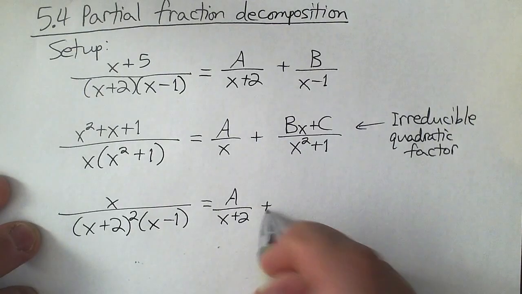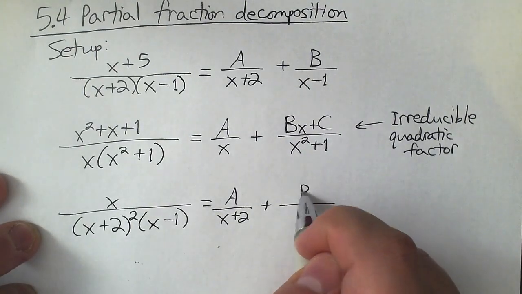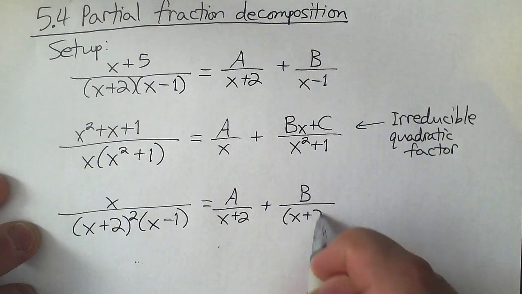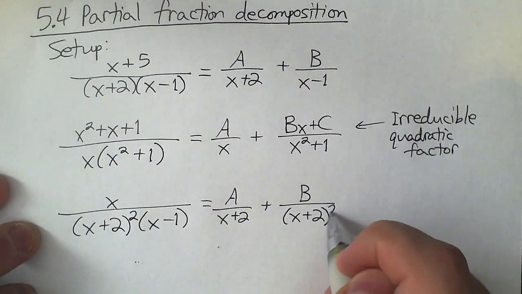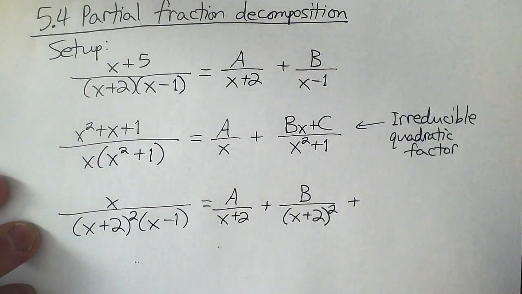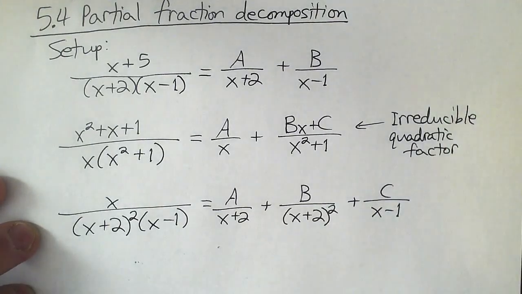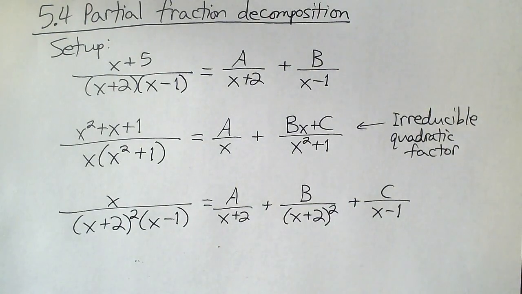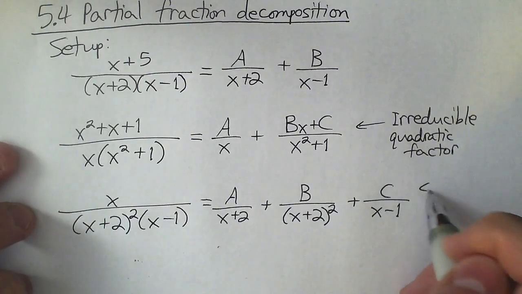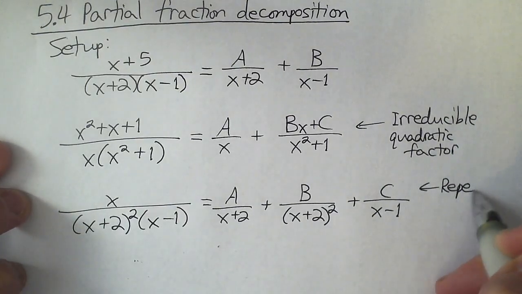You needed to do a over the x plus 2, and then you needed a b over x plus 2 squared. And I know we did at least one of those. We probably didn't do as many of those. But yeah, I'll just say this is the case that is a repeated factor.